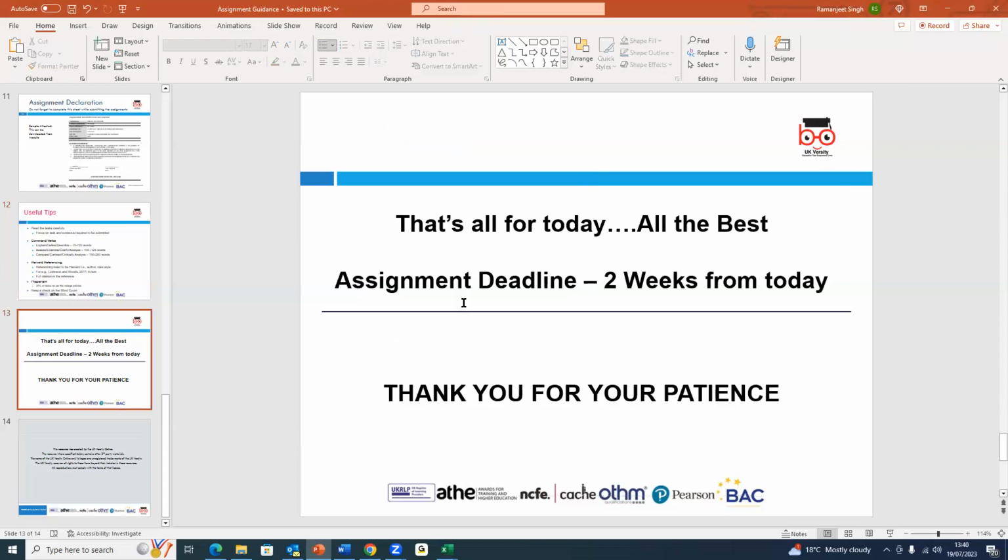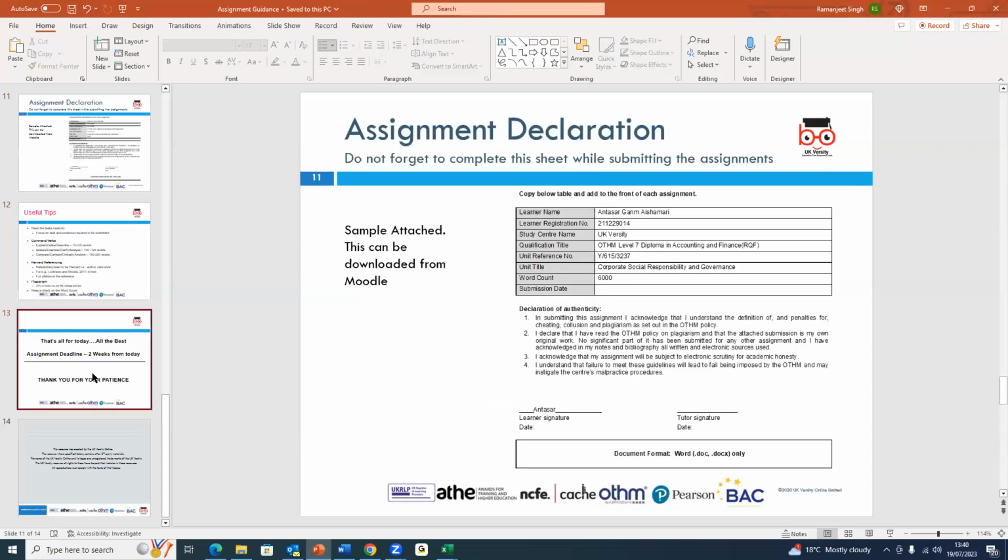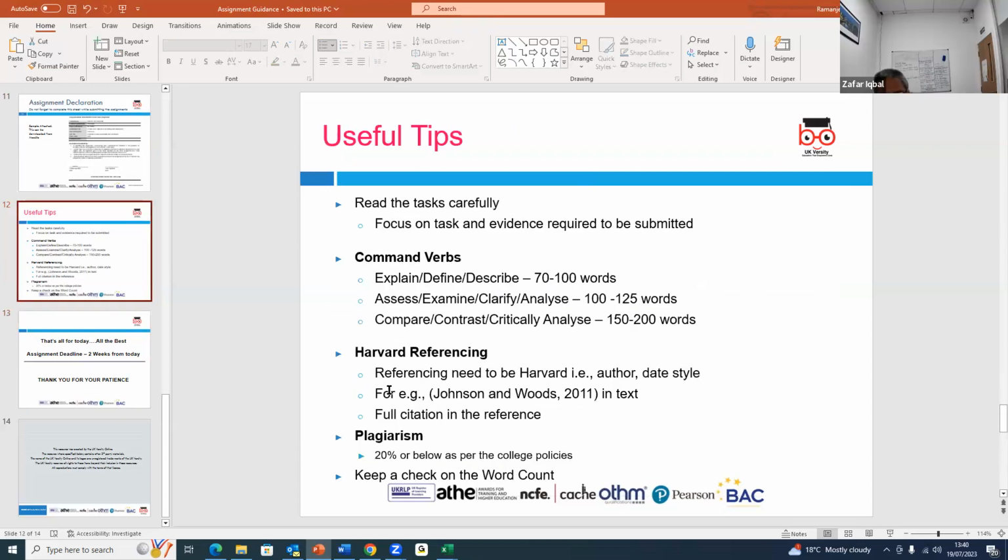Okay. Harvard referencing, as you know. Referencing needs to be in Harvard style, which is author, date, publisher, city, town, country, and so forth. So, for example, Johnson and Wood 2011, followed by the title of the text, and followed by the year of publication, followed by the publisher and the country, all that stuff. Full citation, the reference.